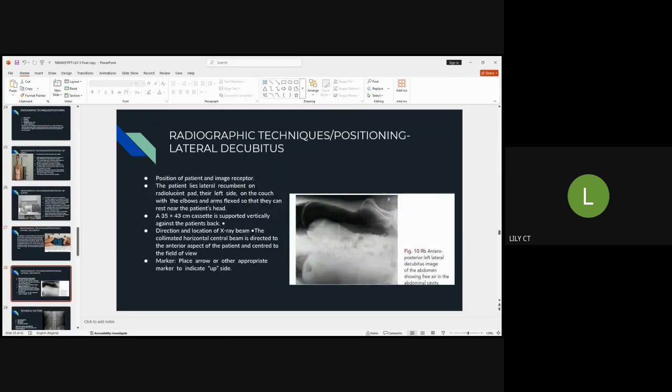Lateral decubitus. The patient lies laterally on a radiolucent pad on the left side. A 35 by 43 centimeter cassette is supported vertically against the person's back. Then the collimated horizontal beam is directed to the anterior aspect of the patient and centered to include the field of view. A marker or arrow is placed to show the upside or the downside. Now here we have an image of left lateral decubitus showing free air in the abdominal cavity.